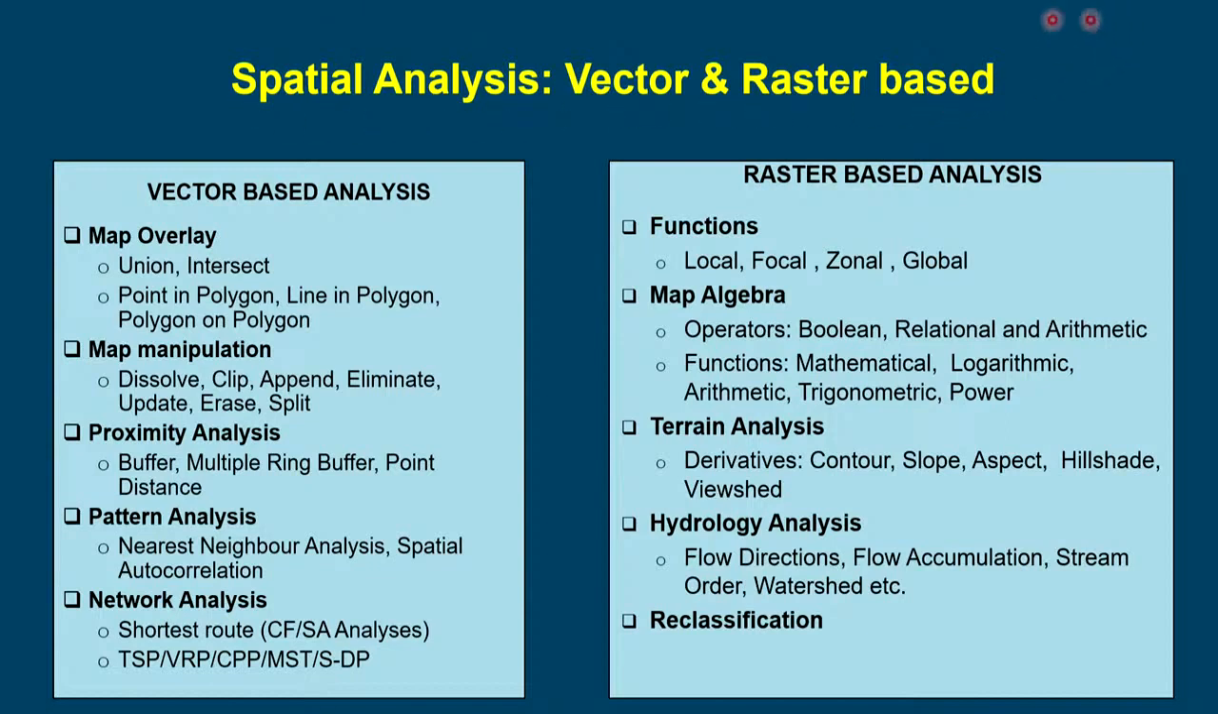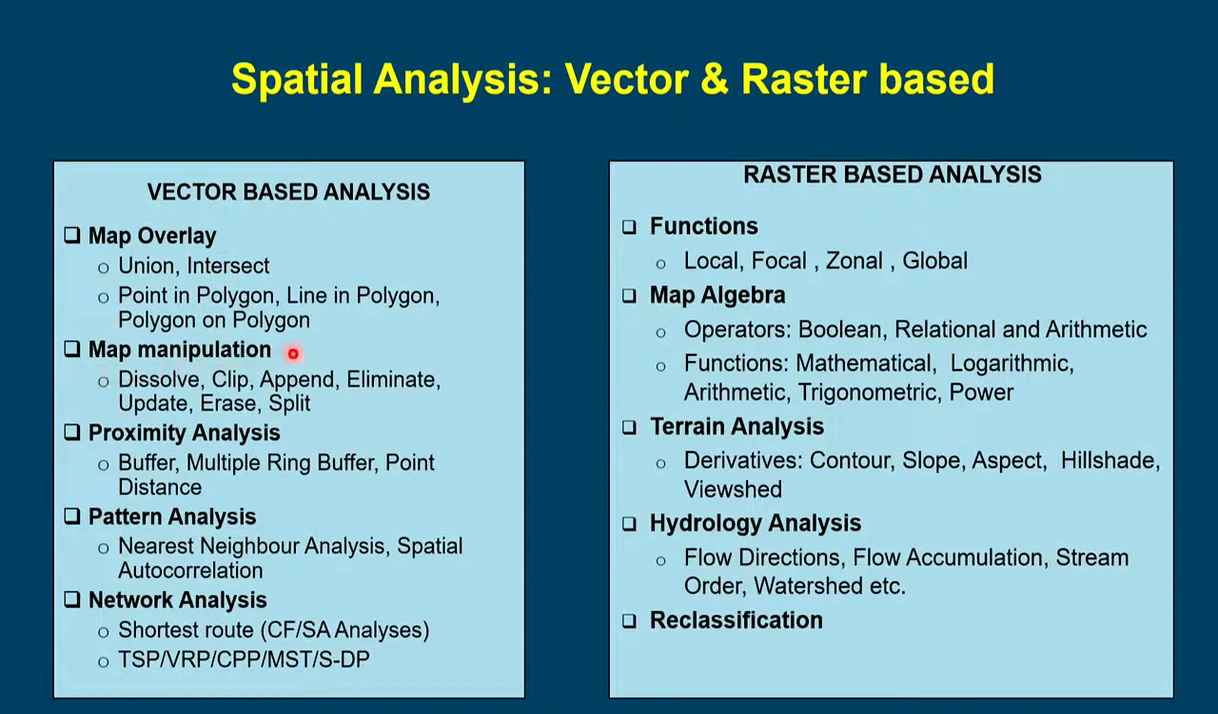You can remember or point out that in a GIS system, especially for spatial data sets, there are different tools for vector data as well as raster data. It means the same tool cannot work over both data sets, raster or vector. So for the vector data set, if you want to overlay the maps, these tools are there: union, intersect, point in polygon, line in polygon, polygon on polygon. So these are the overlay functions over the vector data set.